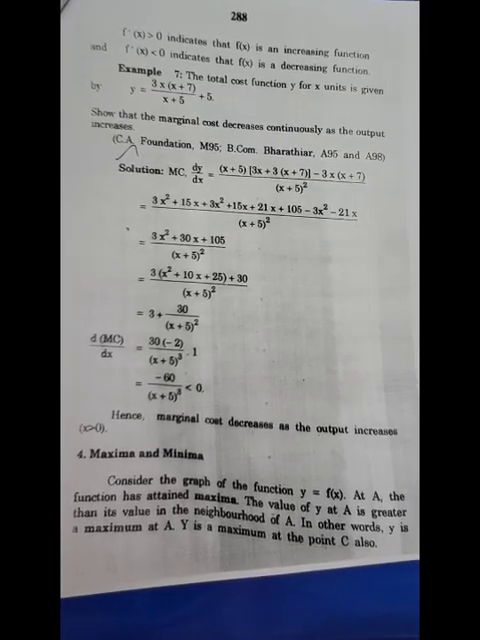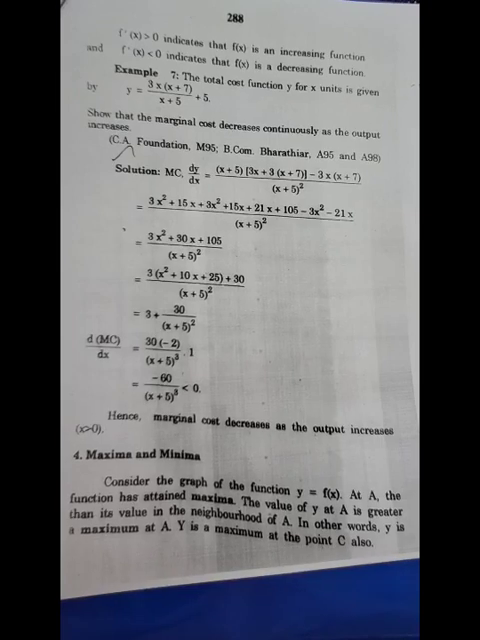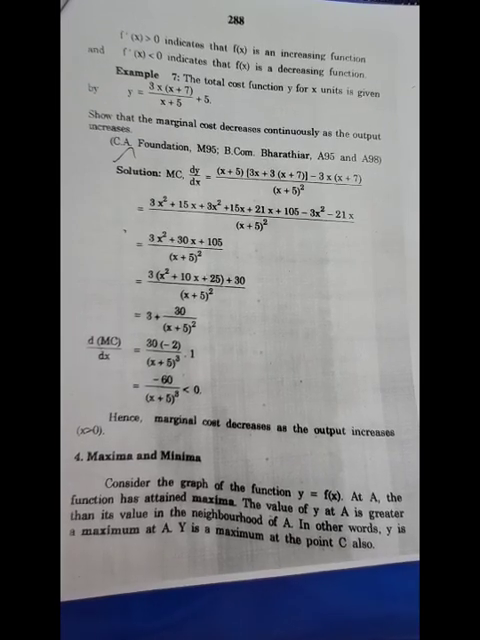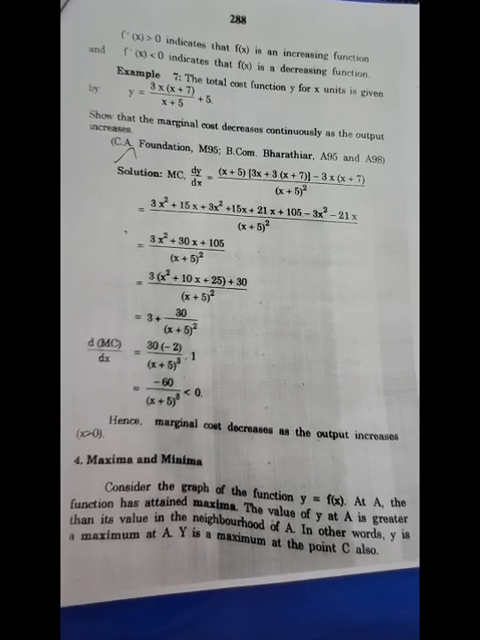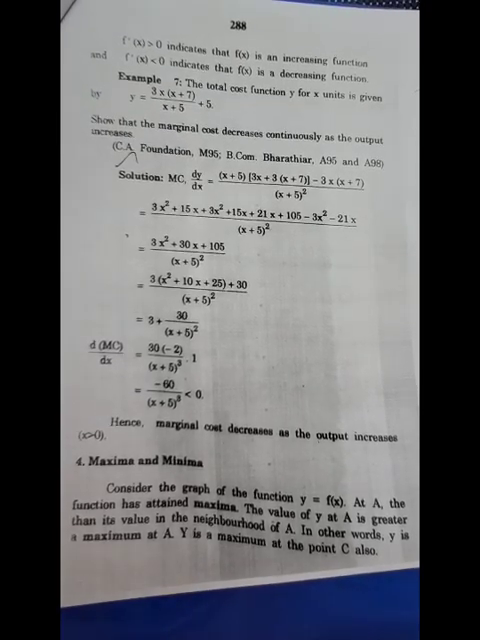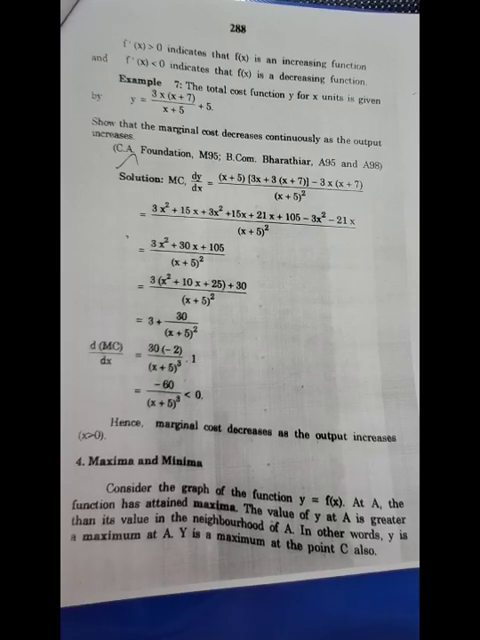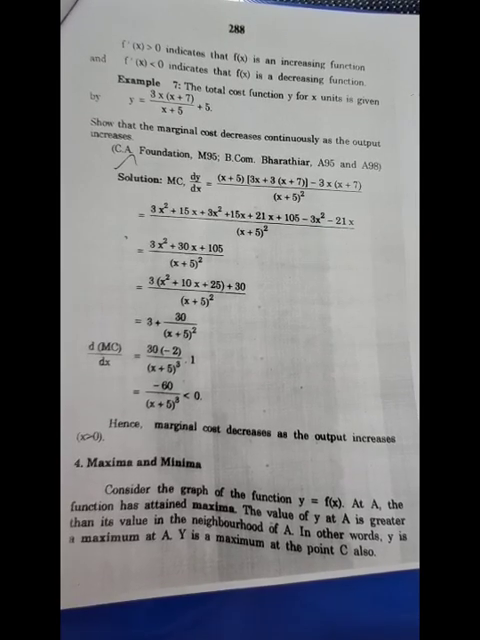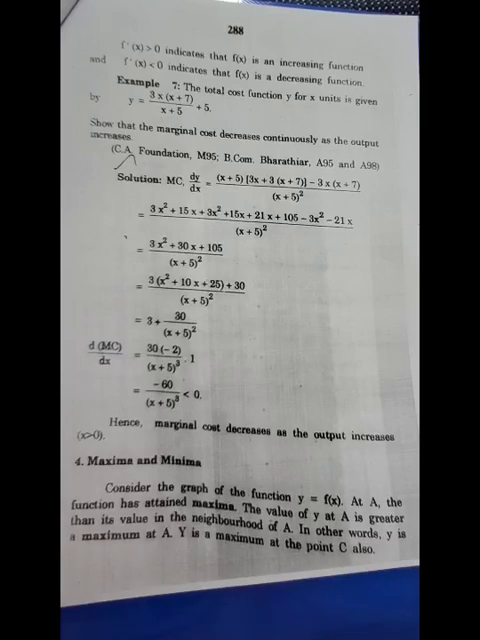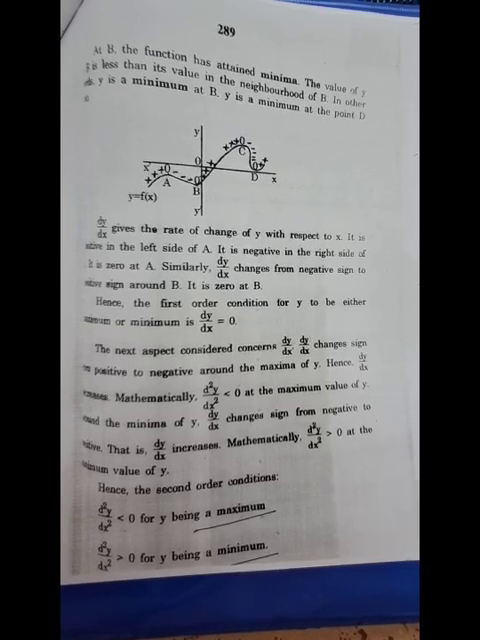Maxima and minima. Consider the following graph of the function y is equal to f of x. At a, the function has attained maxima. The value of y at a is greater than its value in the neighborhood of a. In other words, y is a maximum at a. y is a maximum at the point c also. At b, the function has attained minima. The value of y at b is less than its value in the neighborhood of b. In other words, y is a minimum at b. y is a minimum at the point d also.